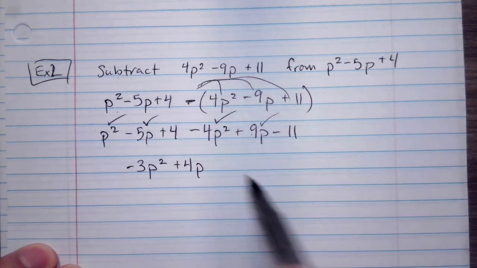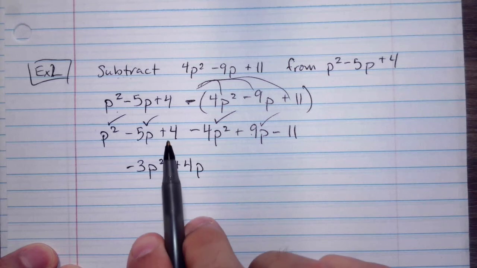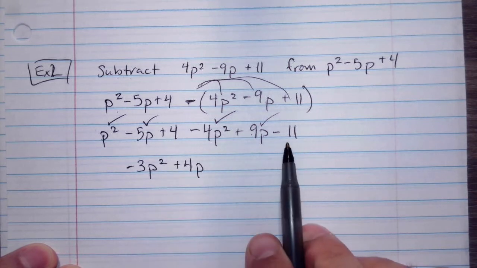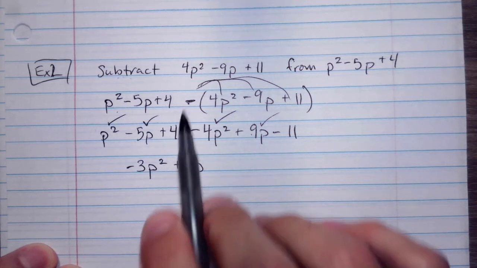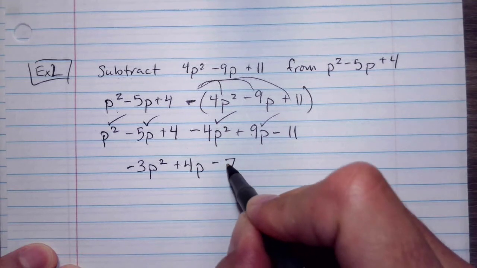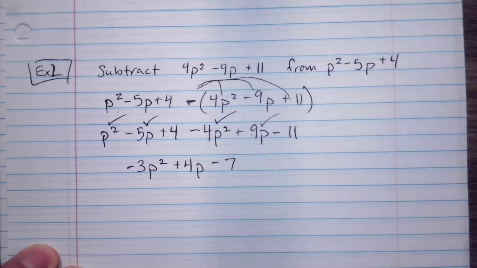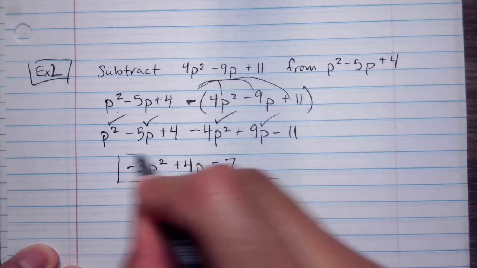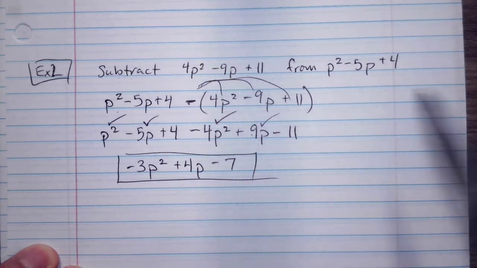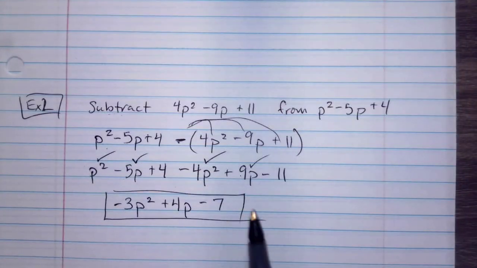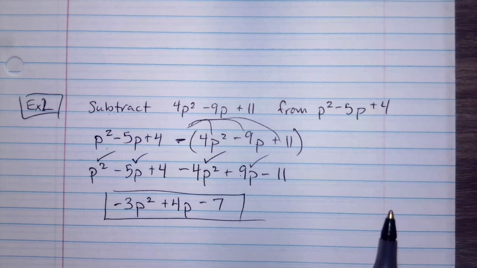Some people cross them out as well, but I'm just checking them off. Positive 4, negative 11. 10, 9, 8, 7. That would be negative 7. And that is all. So just remember, when it says subtract something from something else, the order is kind of backwards. Otherwise, shouldn't be any trouble. That's it.